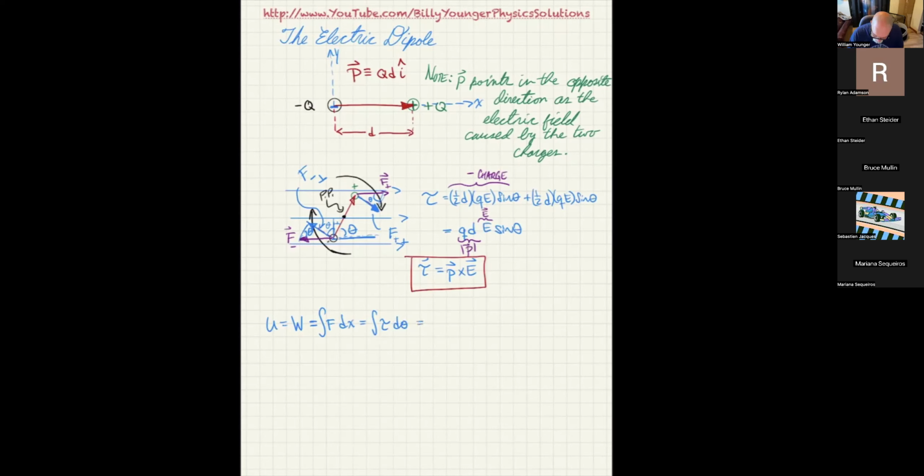So if I choose to integrate that, what I can do is I can say the torque, which is P times E times the sine of theta, is going to be the integral of P times E times the sine of theta. The P and the E are constant, and the integral of sine is negative cosine, so we get negative cosine theta. Now that happens to look like two vectors with a cosine theta, and that, of course, is exactly the formula for a dot product. So what we also find is that the potential energy of a dipole in an electric field is given by negative P dot E. So that's some results we can make use of.